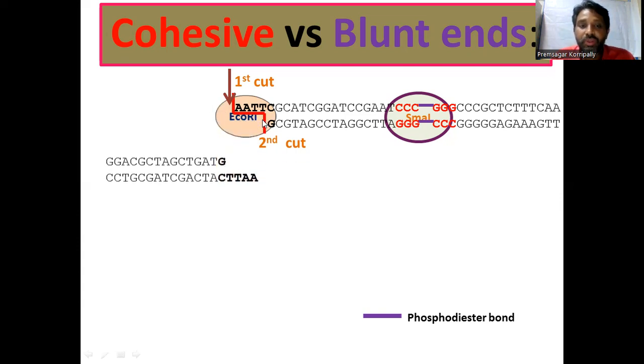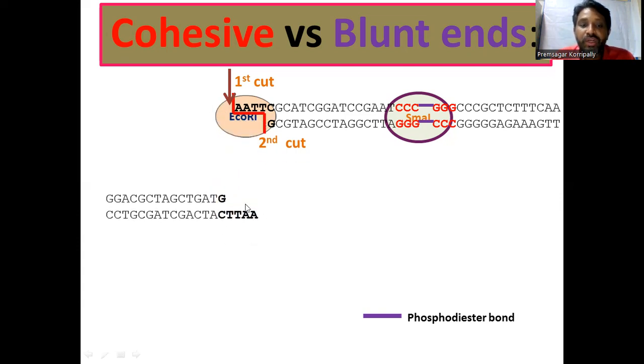You see? Because of that, you get cohesive ends, meaning the two strands are of unequal length. One strand has 4 extra nucleotides. That's single stranded and unpaired. This is called a cohesive end.